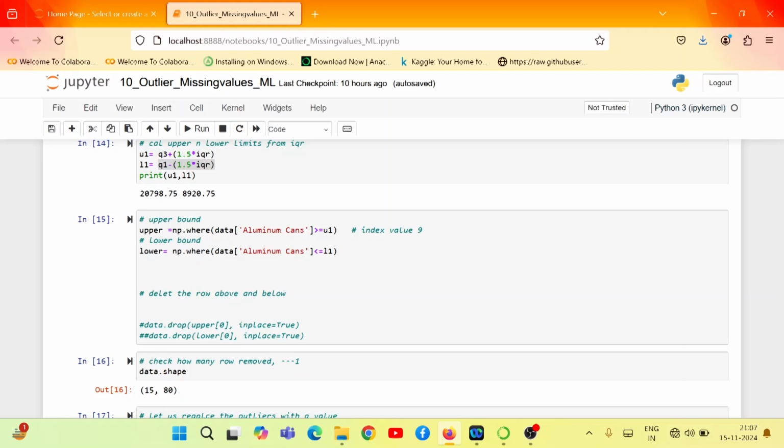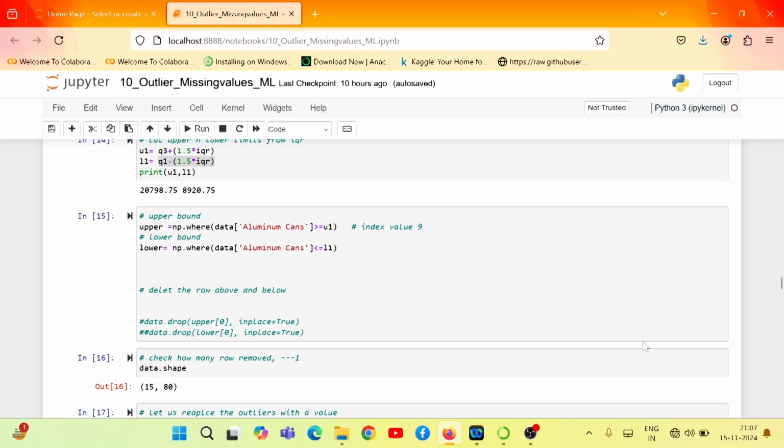Let us first see how to delete the outlier from the data set. We have to delete the rows with values above U1 and below L1. This can be done using the numpy where function, which returns an array of index. To find the upper bound values that are above U1, we have to execute this statement.